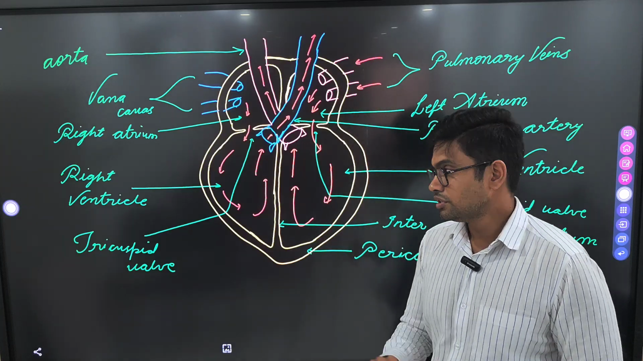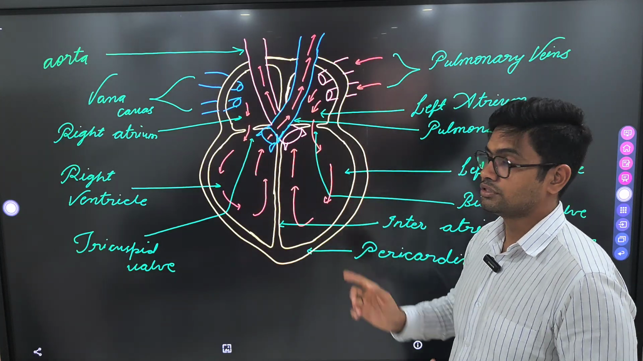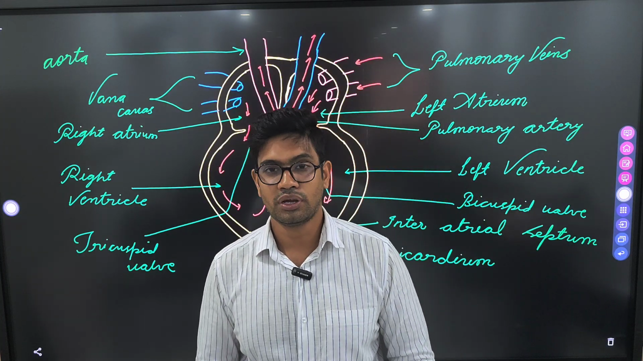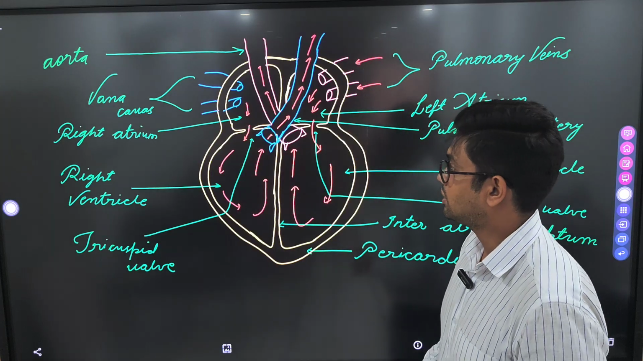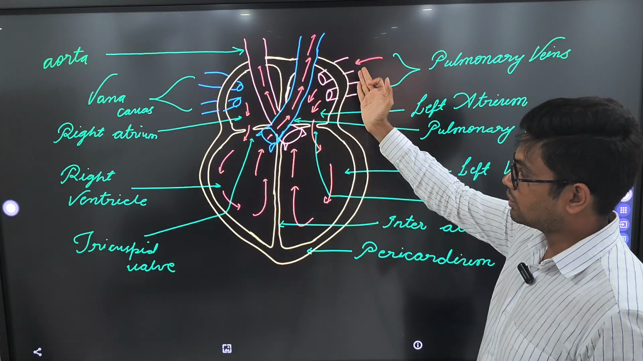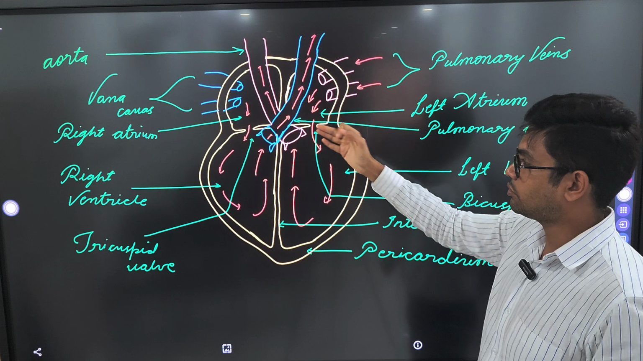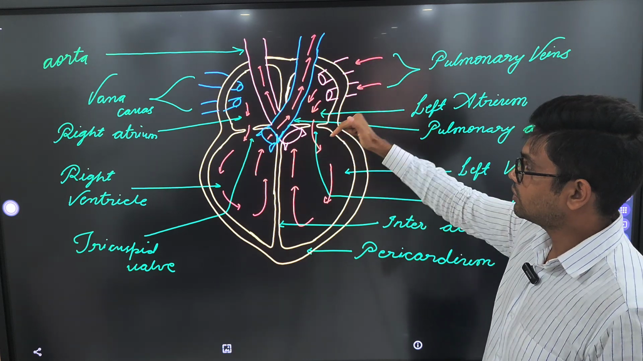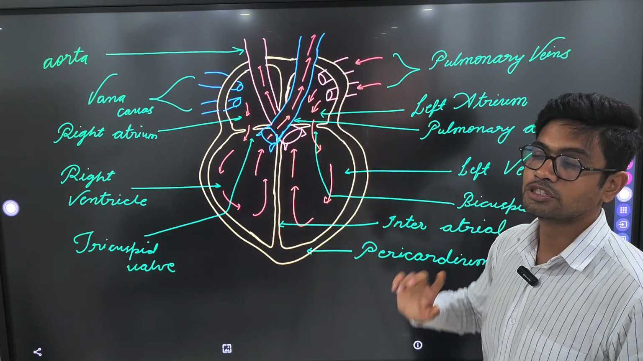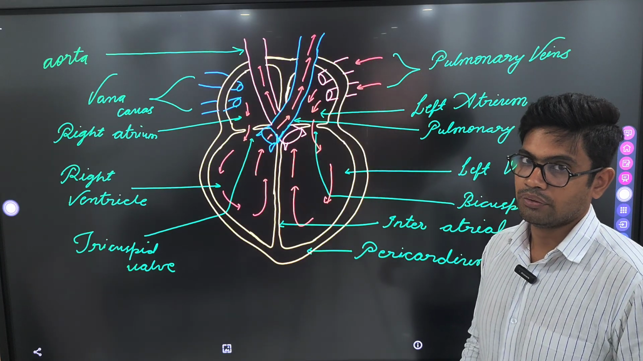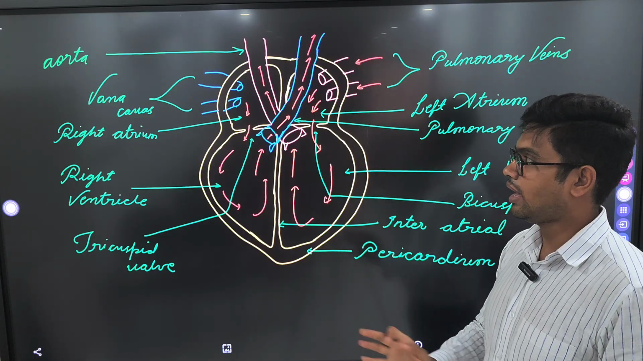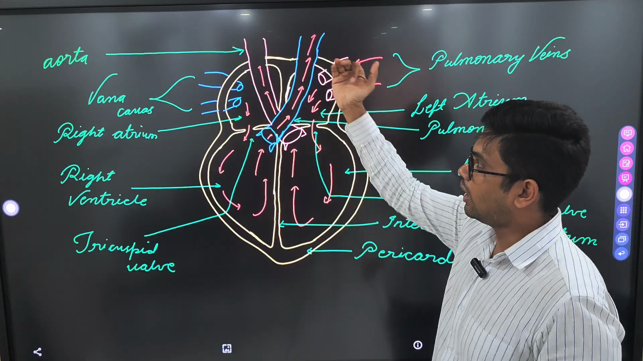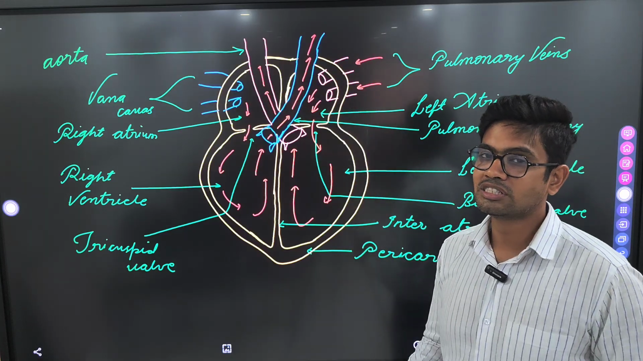Okay, so this is how the blood circulation happens. Now this entire circulation of blood has been divided in two parts. The part of circulation which happens through the pulmonary artery, lungs and pulmonary veins is called pulmonary circulation. And apart from this, whatever circulation happens through the vena cavas, the heart and the aorta, that is called systemic circulation.